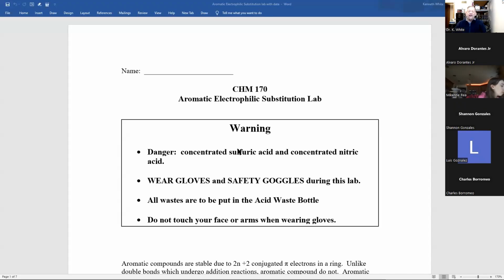It's time for the lab. Give me a second while I close some things up. And next, open something. All right, today's lab. Does everybody see the lab on the screen? Give me a thumbs up if you see. Thank you. All right, this is called aromatic electrophilic substitution lab.